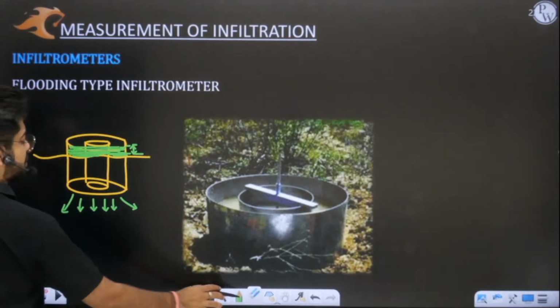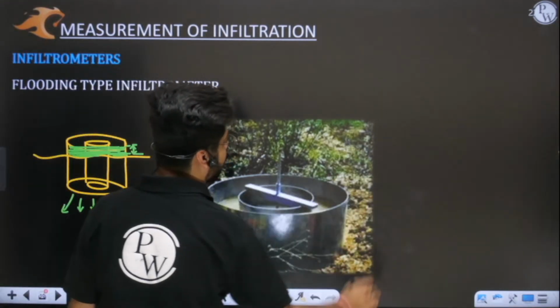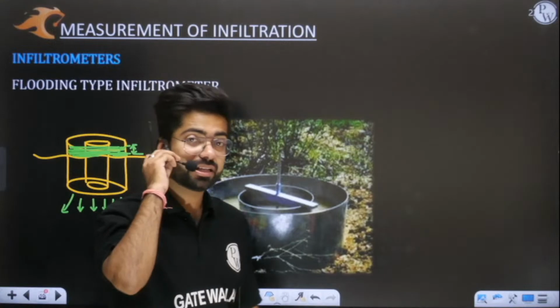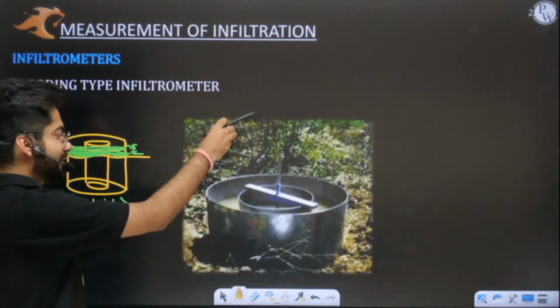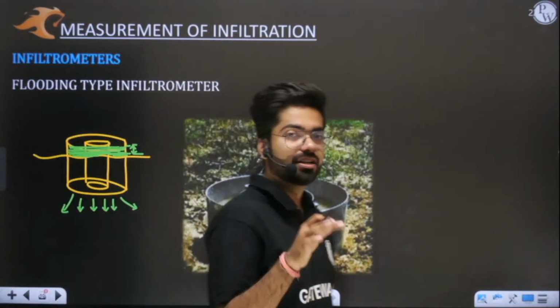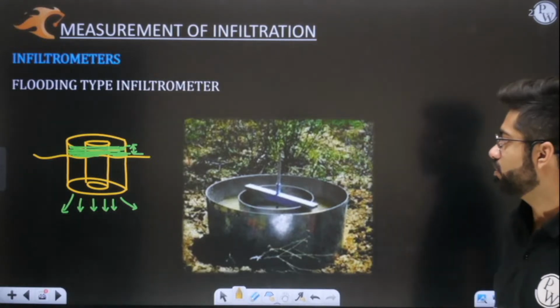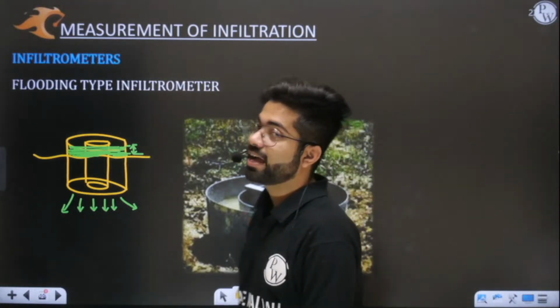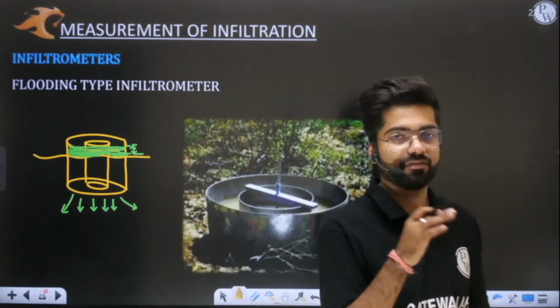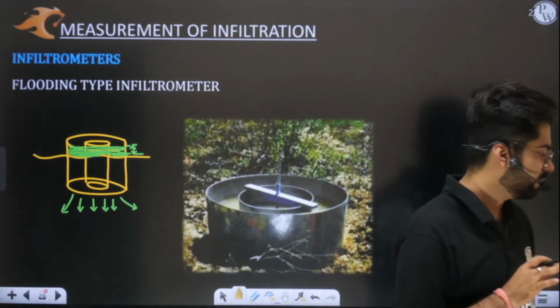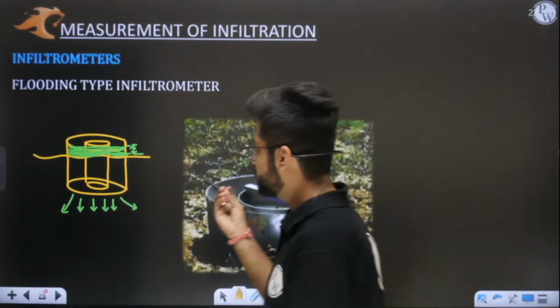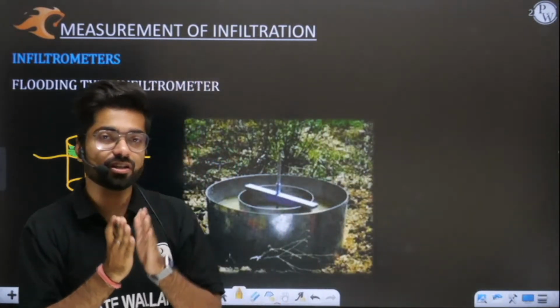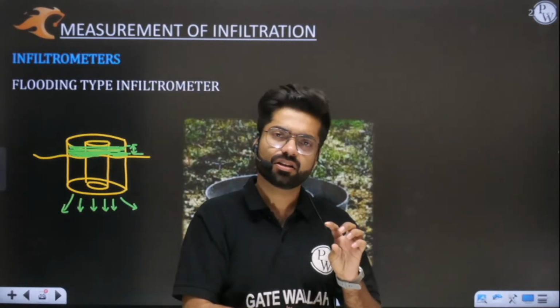But you know, one problem is there. Can you guess the problem? What is the problem in this one? The problem is that in flooding type infiltrometer there is no rainfall. You have simply flooded the water and there is no rainfall here. You need to understand that in actual practice, infiltration occurs when rainfall is there. Yes or no? So we need to understand that actual rainfall is not there, so obviously the value of infiltration which it will give will be a little different.